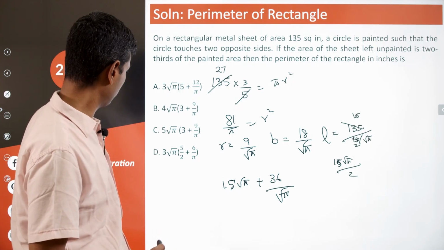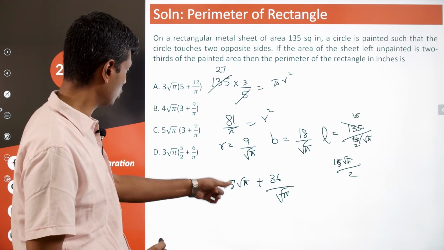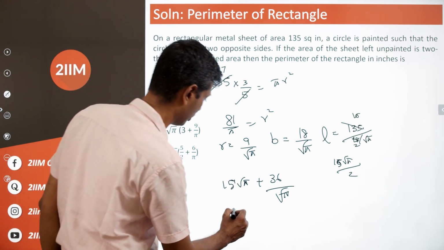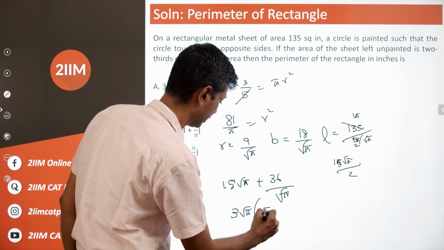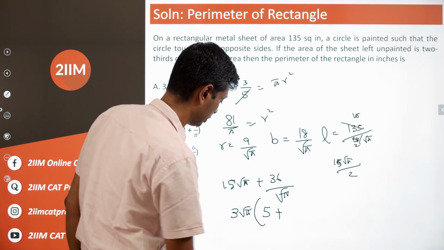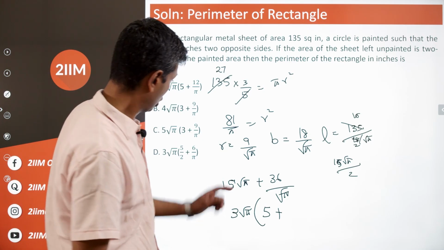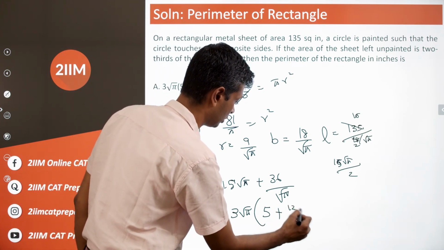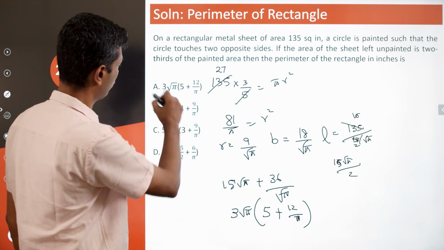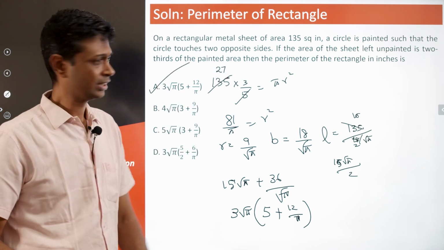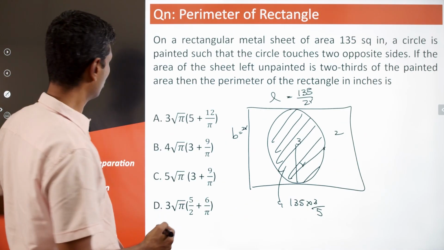Let us see whether that works out. We're taking a root pi out common. We can take a 3 out common. So we take a 3 root pi out common. There will be 5 left here plus 12 by pi. Yep. Luckily enough, we have a choice that matches. 3 root pi into 5 plus 12 by pi. And very interesting question, but no rocket science here.